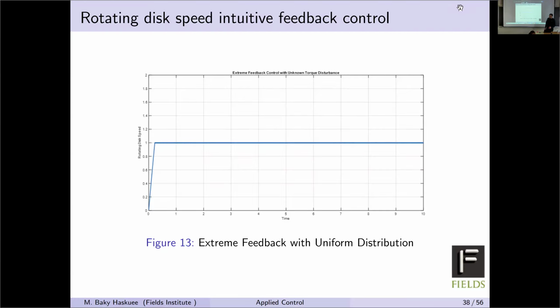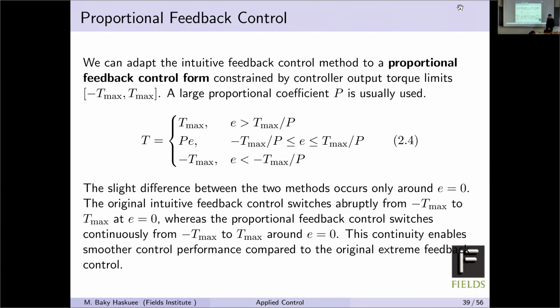But this rule does not always work, because you always switch between the maximum and the minus maximum. In reality, in some cases this is not good, so you need something more flexible. Here is the proportional feedback control, which is more flexible. I can leave this for the next session if you want to have a break.